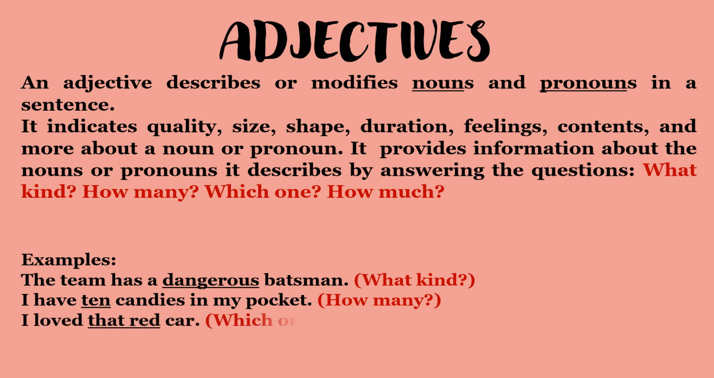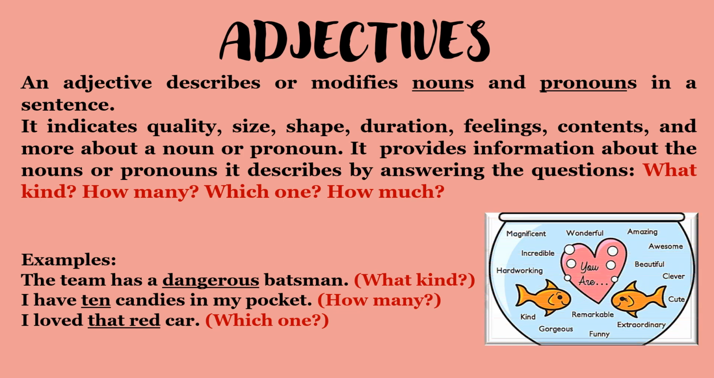I love that red car. Now, which one? Which car? That red car. So that is also an adjective along with red. Now, if you see this fish bowl, one fish is complimenting the other, saying that he is magnificent, incredible, hardworking, kind, gorgeous, and the other fish replies that his partner is amazing, awesome, beautiful, clever, cute, extraordinary, all describing words or adjectives.